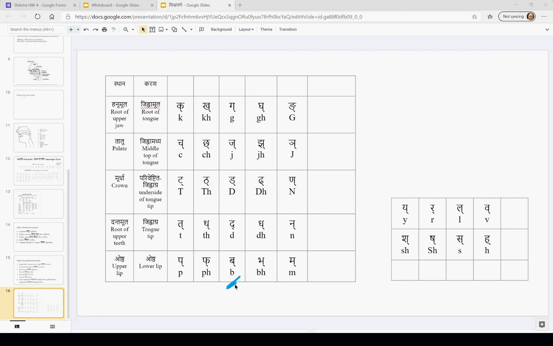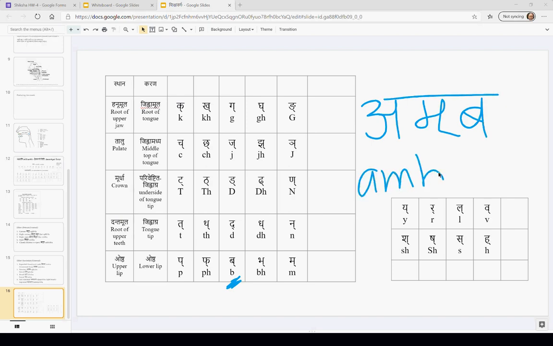Similarly, there is amba. If we want to take the example of ba, there is amba. Amba means mother. And there is also ambha. Ambha means water.